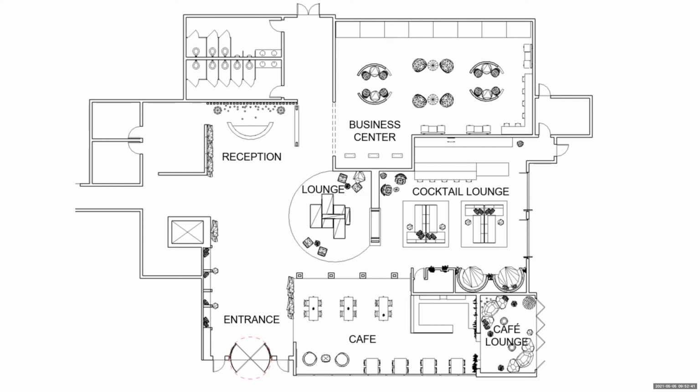So I have 2 elements. One is the egg chairs, which are located right here. They're right in front of the window, so they're able to spin all the way around.